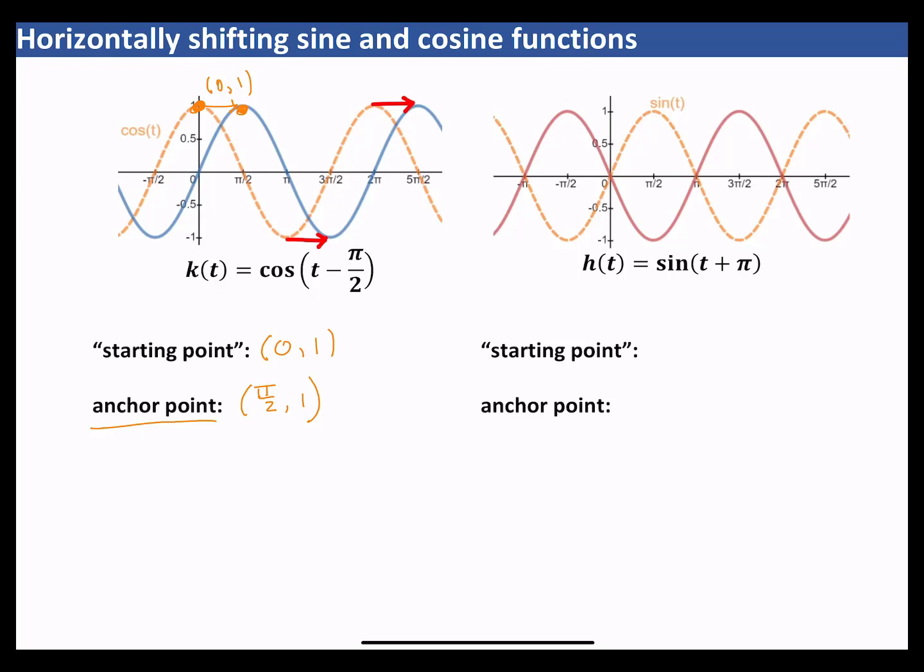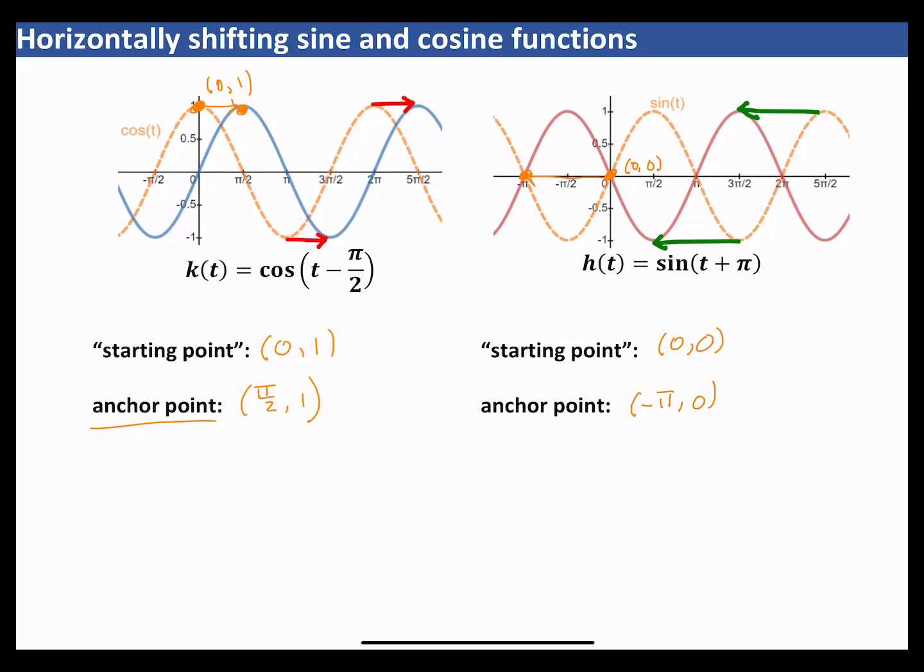Now let's look at the graph on the right. h of t equals the sine of the quantity t plus pi. We observe that this graph is the result of shifting the sine of t to the left pi units. In yellow, we see the graph of sine of t and know that the starting point is (0, 0). The starting point (0, 0) has shifted left and is now at (negative pi, 0) as a result of the horizontal shift. So the anchor point for the transformed function h of t is (negative pi, 0).